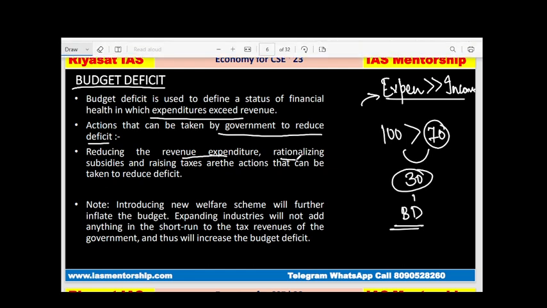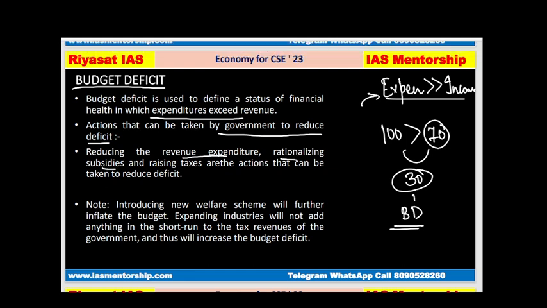Next is to rationalize the subsidies. It is a major government expenditure that the government is putting on public welfare, so the government needs to rationalize it. Rationalize means giving subsidies only to the fields which are extremely important, not on everything the government is giving subsidy on. If that can be reduced, the deficit can also be reduced.